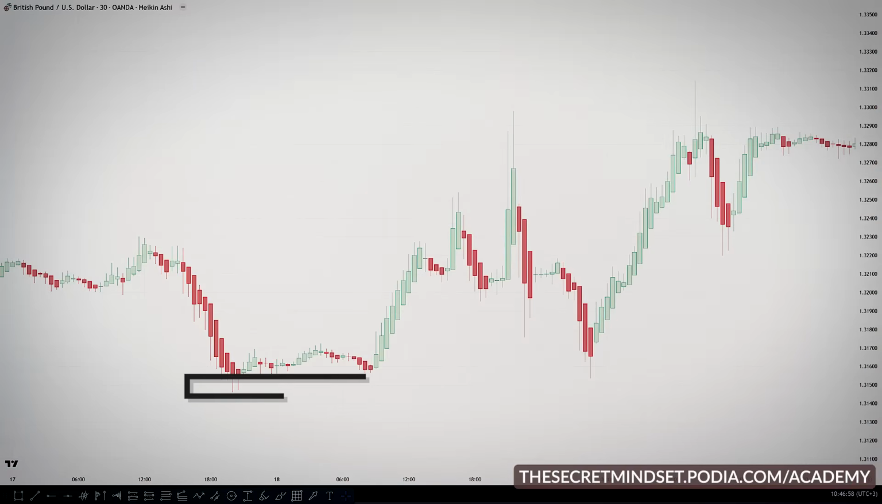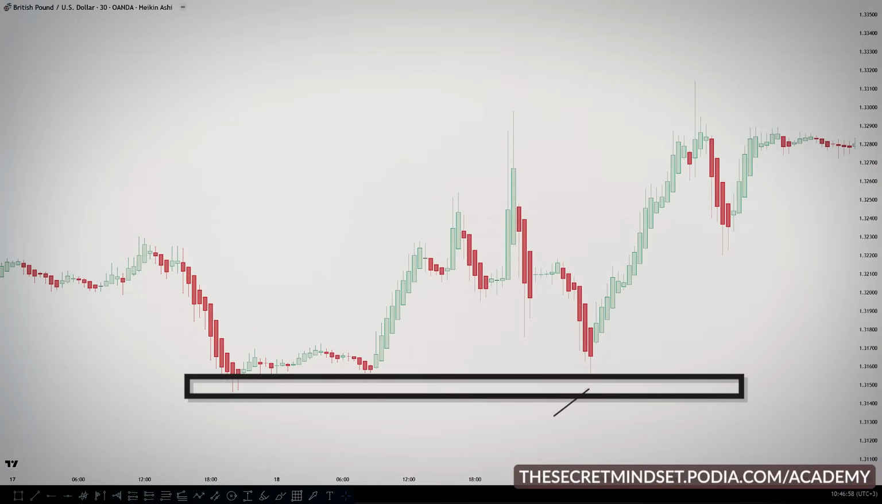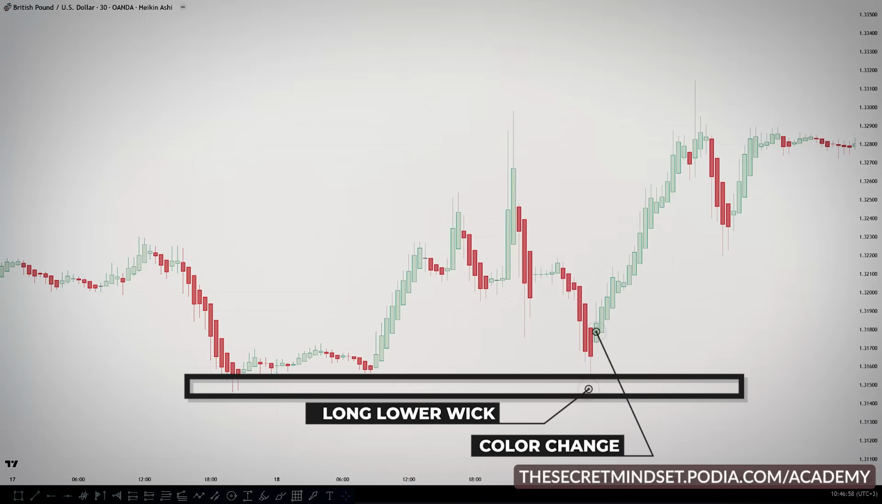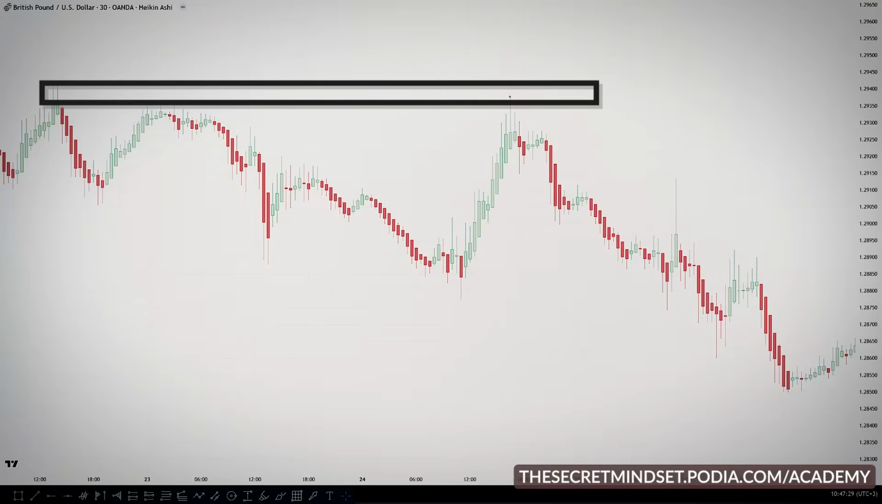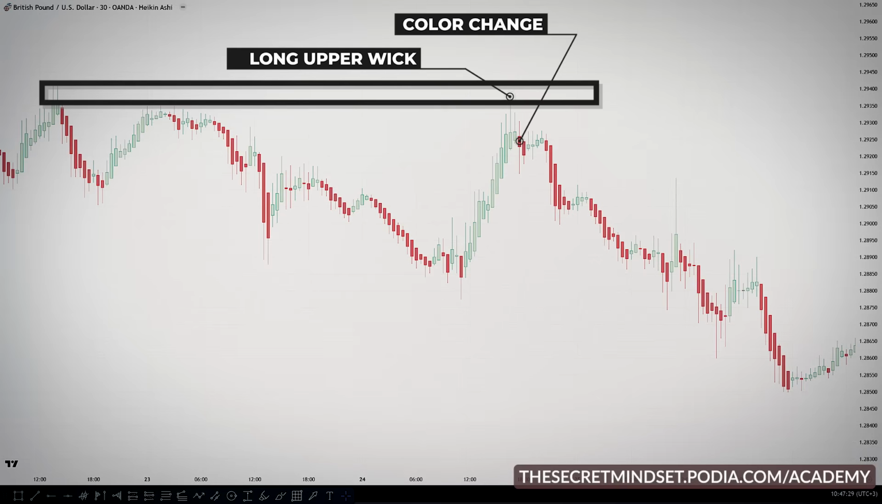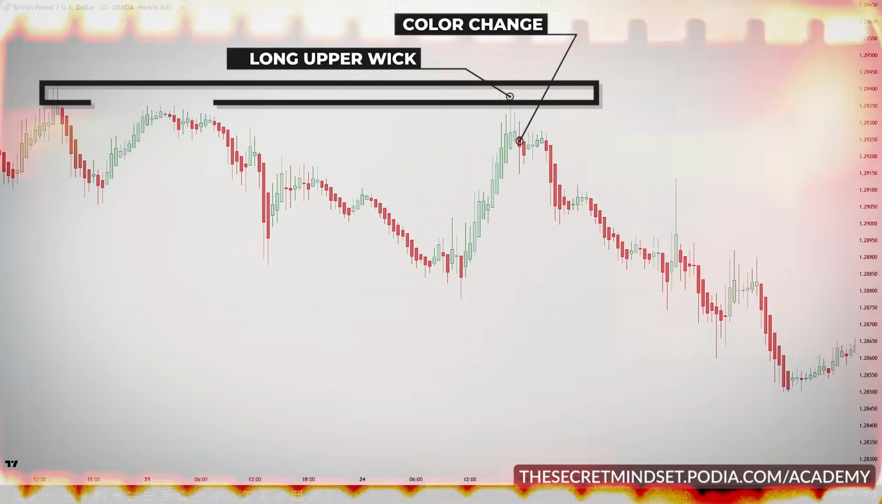For example, price approaches this support level. You see a red Heikin Ashi candle with a long lower wick. The next candle is green. This pattern implies support was held. The long wick shows buyers stepped in at the low. At resistance, you might see a green candle with a long upper wick followed by a red candle. This pattern implies resistance held. The long wick shows sellers came in at the high.